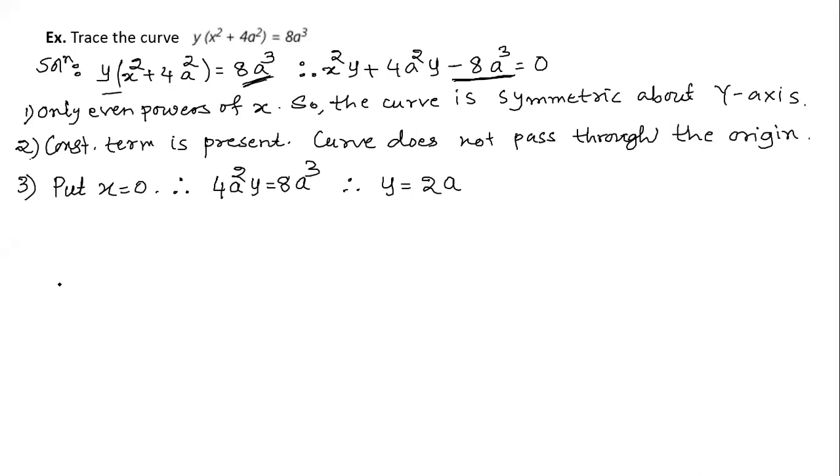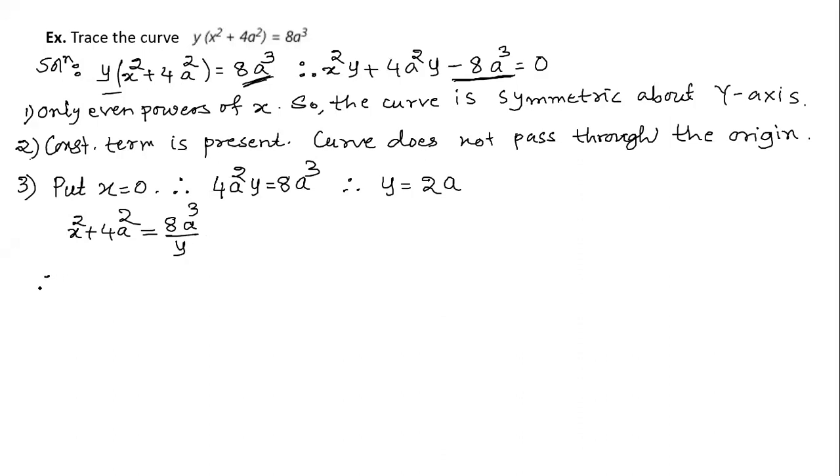dy by dx or dx by dy, whatever we are comfortable with. Here it is easier to obtain dy by dx when the curve is symmetric about the x-axis, but here the curve is symmetric about the y-axis, so we will be obtaining dx by dy, and for that let us say here the equation is x square plus 4 into a square is equal to 8a cube upon y.